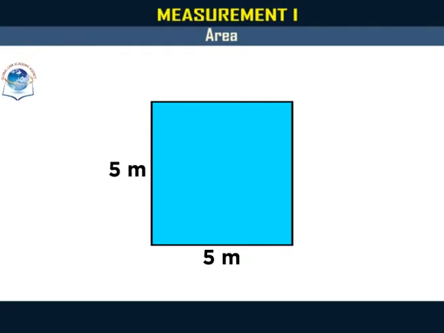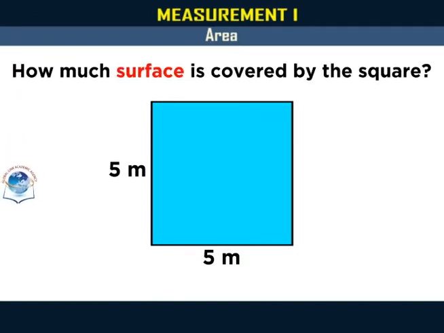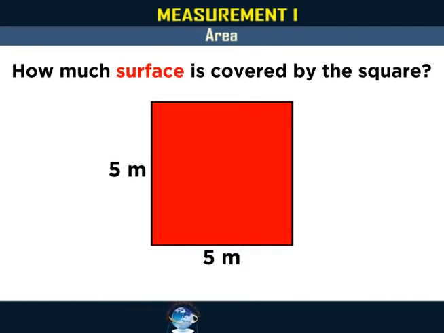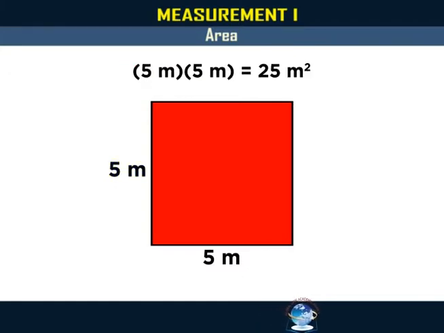Say this square has a side length of 5 meters. How much surface does it cover? To answer that, we can take this line segment that represents one side of the square and realize that to span the shape, we are extending this line segment across the shape. So it's 5 meters length that is being pushed across the 5 meters of the adjacent side. 5 meters times 5 meters gives us 25 square meters.